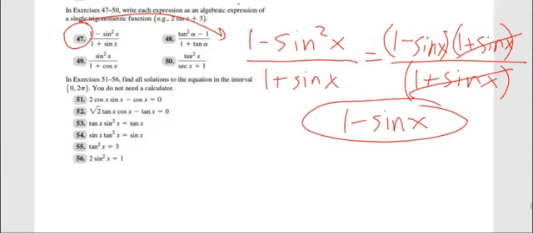Like, for instance, could I have substituted cosine squared in for this numerator right here? Could I have done that? Yes. Would it have helped me? Not at all. So, yeah, I could have done that, but it wouldn't have helped me. All right? Does that make sense?